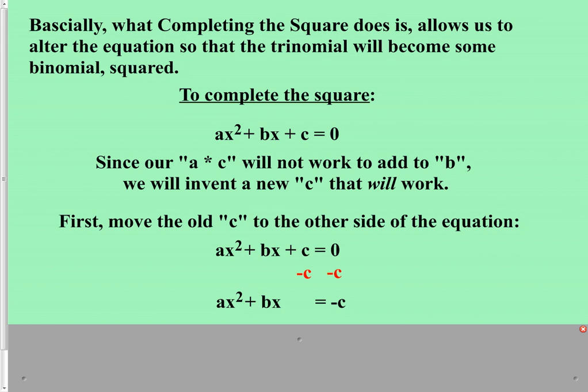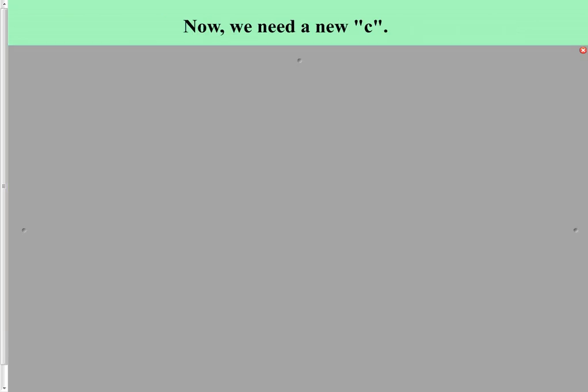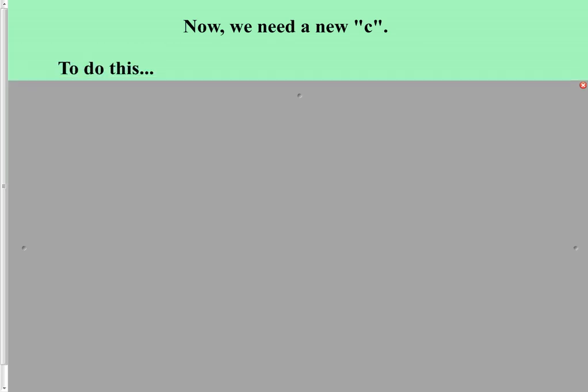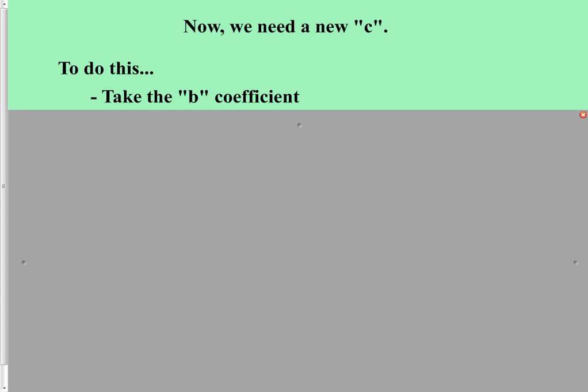Now, after we move the c to the other side of the equation, we need a new constant. And we want one that will actually work and play nicely with our trinomial. Now, there's a step-by-step process for how to do this. To get a new c term, the first step is to get your b coefficient. Whatever that number is in front of x, we need it.